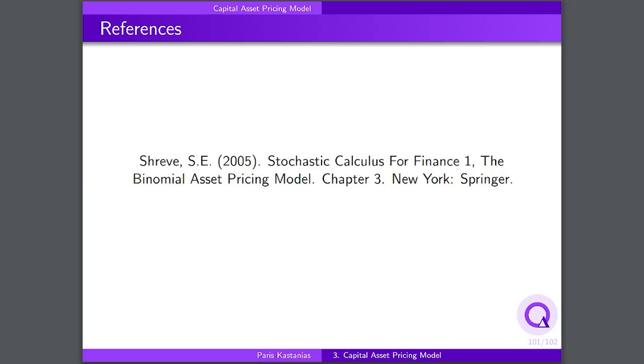References, before we get a copyright strike. This is from Shreve's 2005 book, Stochastic Calculus for Finance 1, Binomial Asset Pricing Model, specifically Chapter 3.